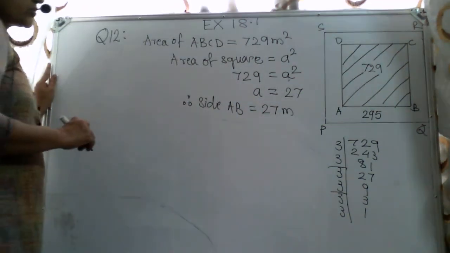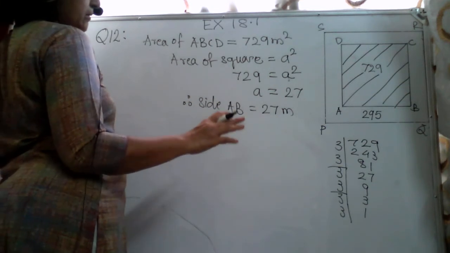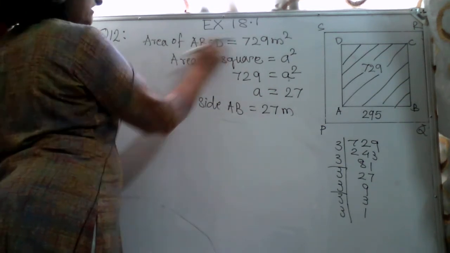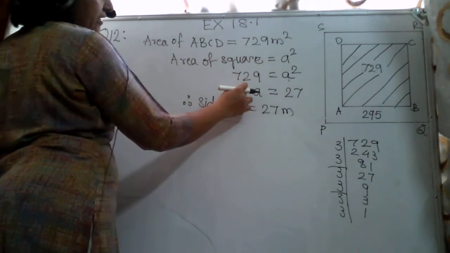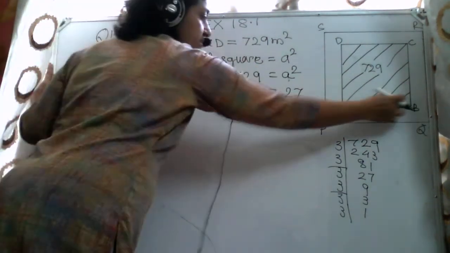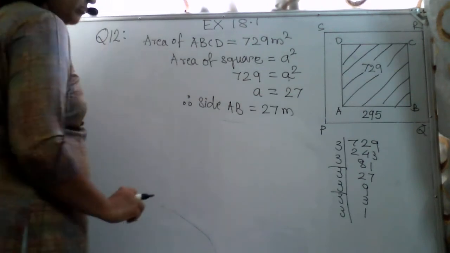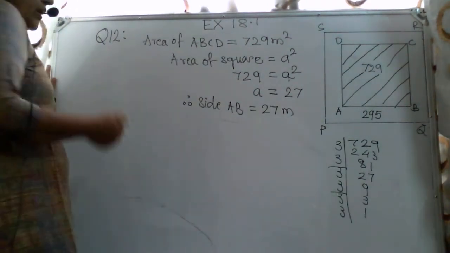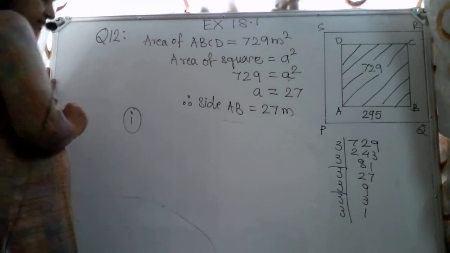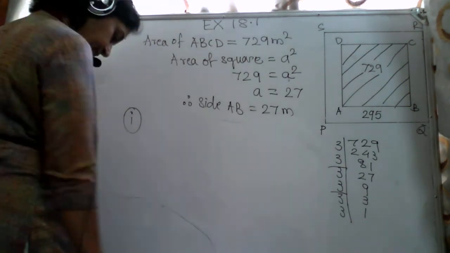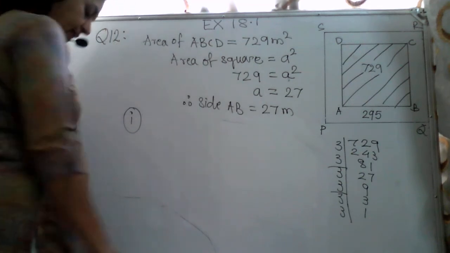Okay, so what did we do? ABCD is a square, it's already given in the question, so its area is also given. With the help of area of square formula, I tried to find out one side or edge of the square, which seems to be 27 meters. Now we have been asked in the first sub question what is the length of the boundary of the square field enclosing the lawn and the path.